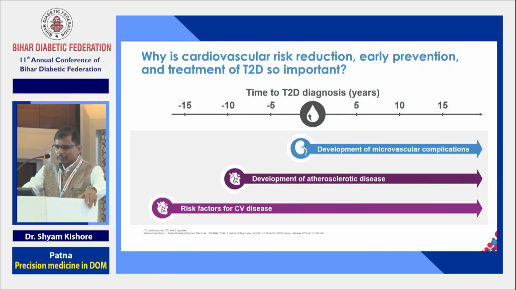As I was telling earlier, by the time of diagnosis we start to develop the microvascular complications, but the development of atherosclerotic disease starts well before the diagnosis of type 2 diabetes. And usually there are risk factors like dysglycemia, dyslipidemia, hypertension, smoking, which will accelerate the progression of the risk.